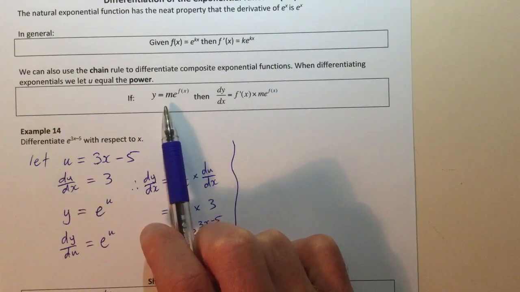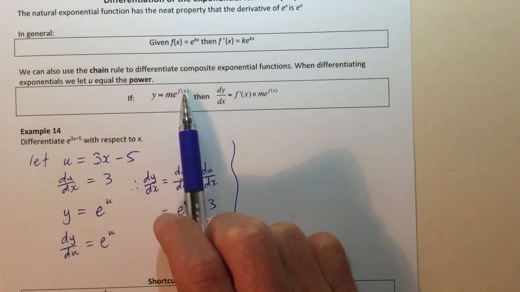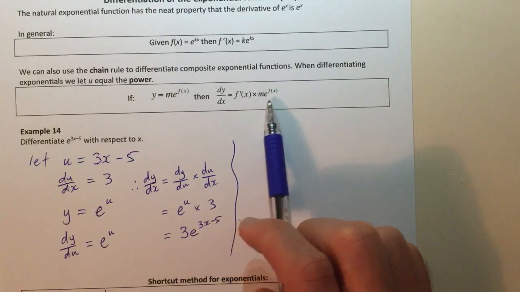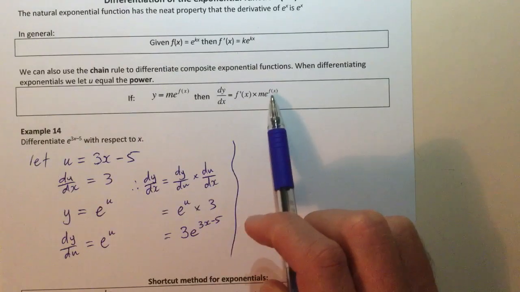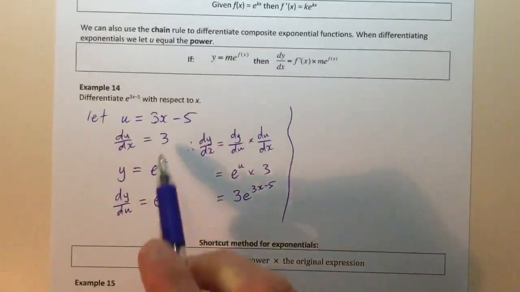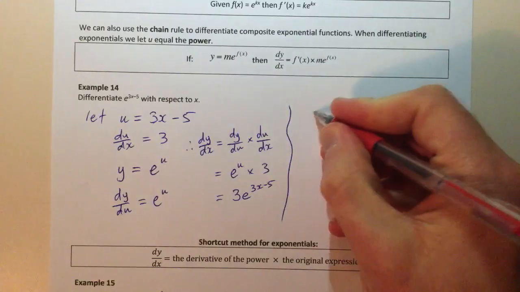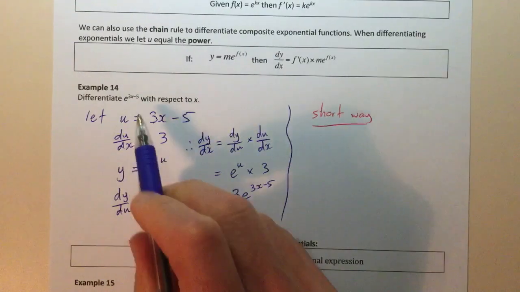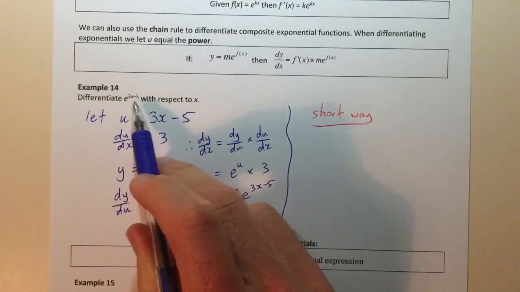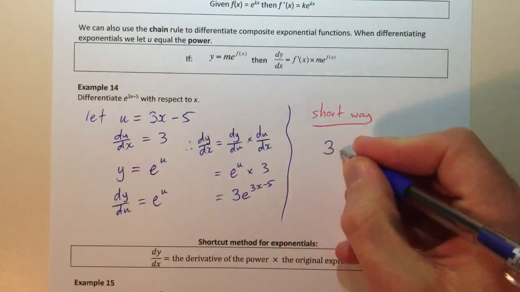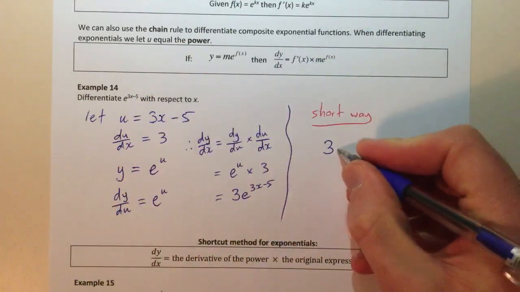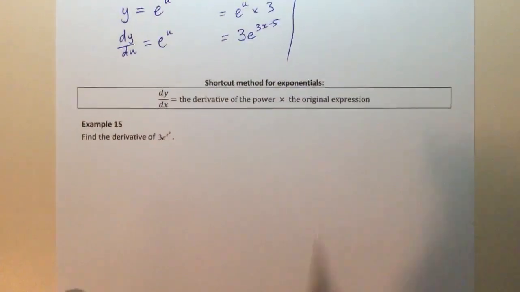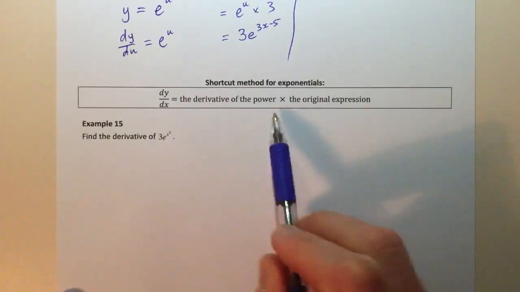It says if y equals m times e to the power of f of x, so if your power is f of x, then the derivative is going to be f dash of x, the derivative of the power, times everything that was already there to begin with, m times e to the power of f of x. So really with example 14, if you want to do it the shortcut way, and in reality this is the way you'll do it every time, all you have to look at is, what's the derivative of the power? The derivative of the power is 3. So that multiplies the original statement, which is e to the power of 3x minus 5. And there's your answer straight away. So the shortcut method for exponentials: dy/dx equals the derivative of the power times the original expression.